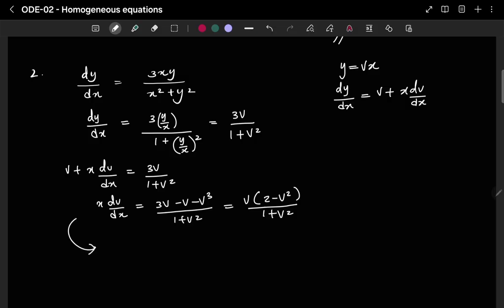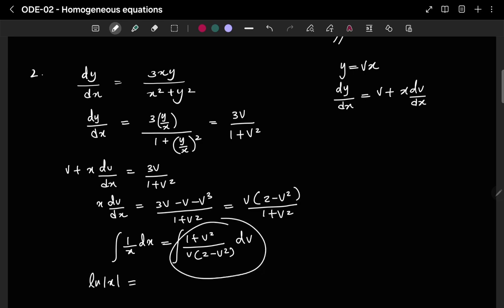Making this into a separable equation, we get 1 over x dx equals (1 plus v squared) over v(2 minus v squared) dv. So we can integrate like this. The integration of 1 over x is simple, ln x. So how do we do the integration of this? We can use partial fractions for that part.